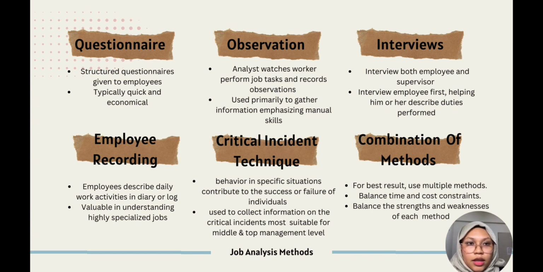workforce. First is questionnaire. Such questionnaires are given to the employee to answer about their job. It is typically quick and economical, but this method has a potential problem, which is they might lack verbal skill and exaggerate the significance of their task. Second is observation. Observation is when the analyst watches the worker perform their job task and records observation. It is used primarily to gather information emphasizing manual skills, but the problem is it is insufficient when used alone. It is also difficult when mental skills are dominant in a job.